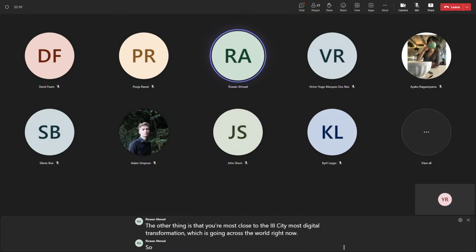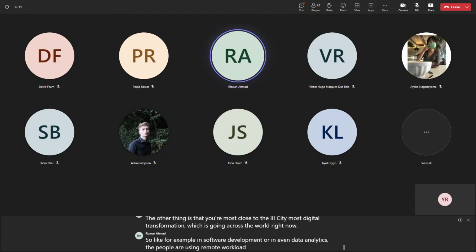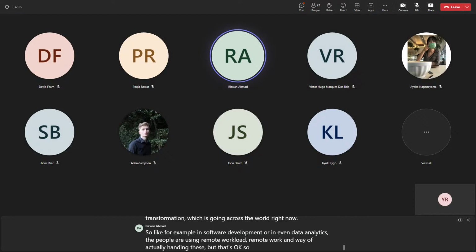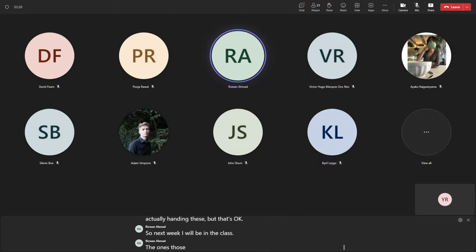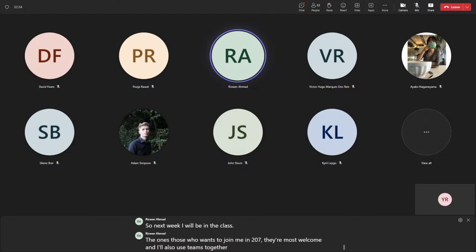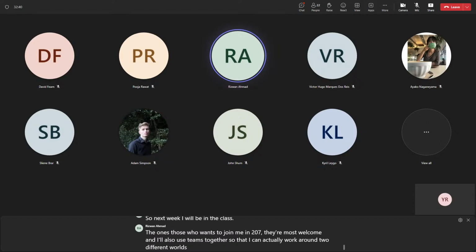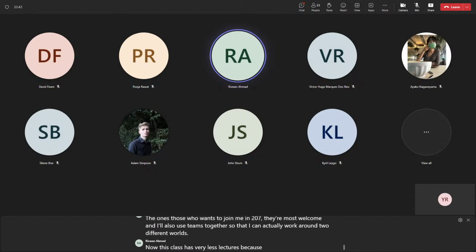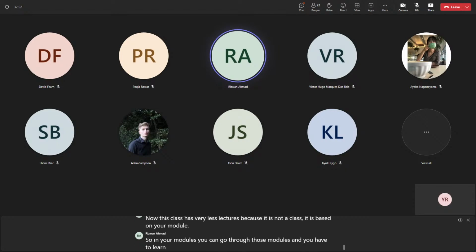For example, in software development or even in data analytics, people are using remote work to handle these. But that's okay. So next week I will be in the class. Those who want to join me in 207 are most welcome, and I'll also use Teams together so that I can work around two different worlds. Now this class has very few lectures because it is not a class. It is based on your modules. So you can go through those modules and you have to learn from those modules.